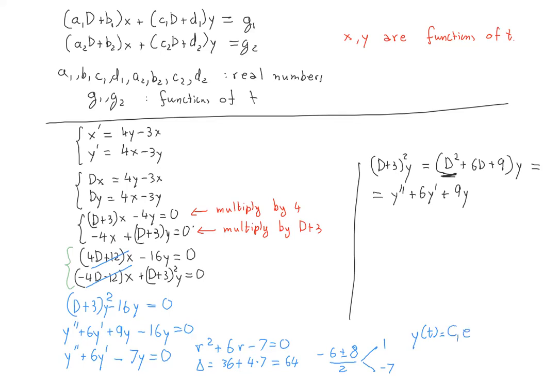c1 e to the t plus c2 e to the negative 7t. Okay. So far, so good. Are there any questions?